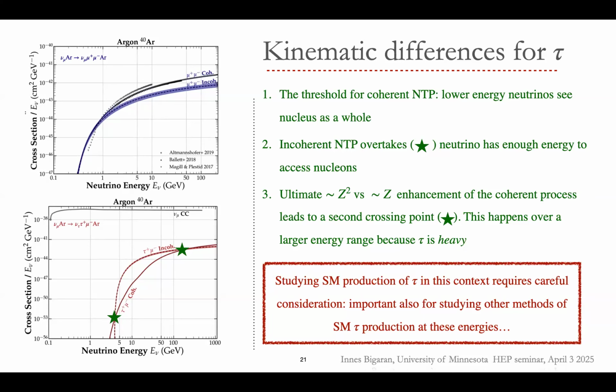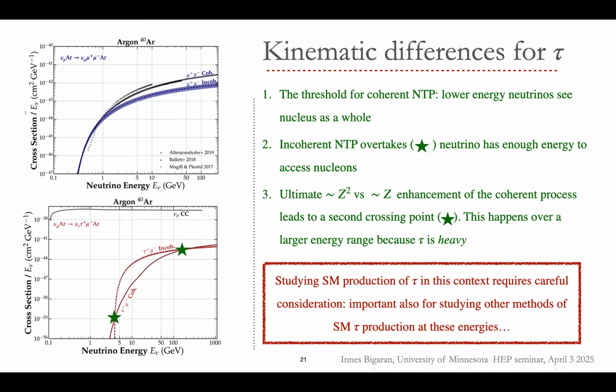Excellent. So what happens here over a larger amount of the neutrino energy spectrum is that initially we hit the threshold for coherent production of tridents. And then very rapidly the incoherent production actually overtakes because the neutrino has enough energy to resolve the nucleons in the nucleus, and it's sampling a different region of the nucleon form factors. For the lighter leptons, this crossing point also happens up here, but it happens so quickly because the final state mass is sufficiently low that we're able to essentially just go onto that Z squared versus Z scaling for coherent and incoherent.